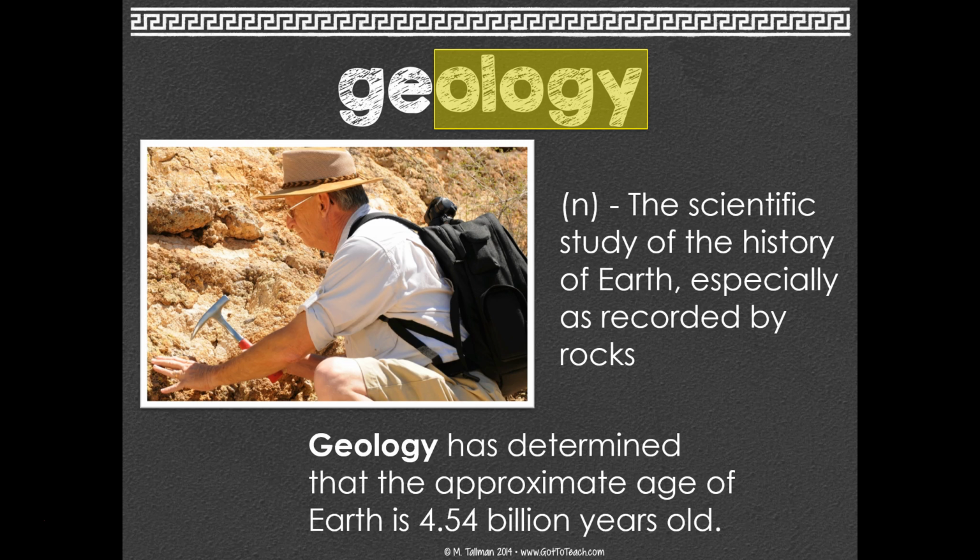Geology has determined that the approximate age of Earth is 4.54 billion years old. So the scientific study of the history of the Earth, usually through looking at rocks and rock layers and the things that are inside the rocks, has helped us to determine how old our planet may be. Take a moment and highlight ology in the word geology in the sentence.